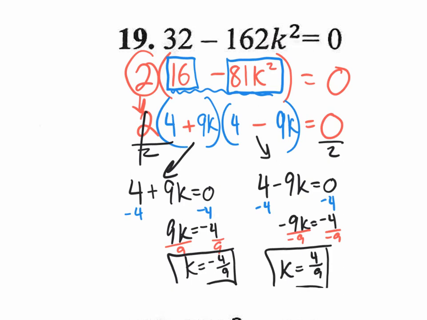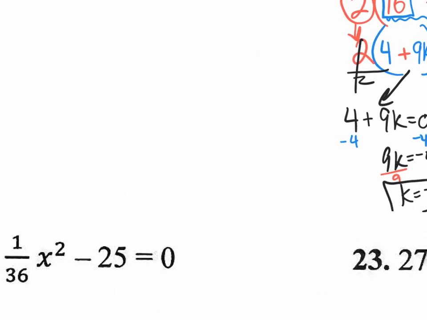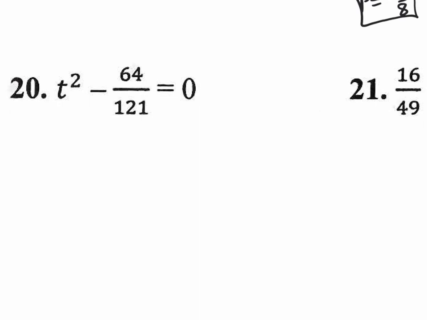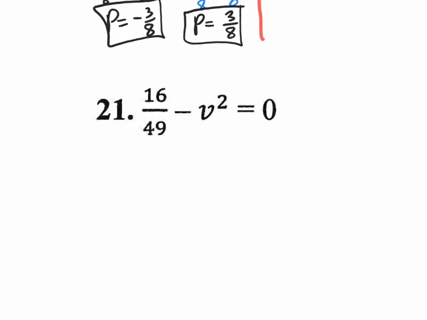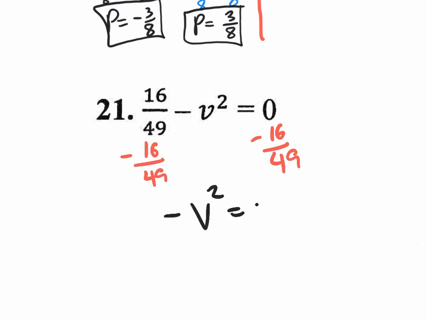Let me tell you this, I think we're going to stop right there. These are pretty easy as well. Like number 21 is pretty easy. Let me show you how you should do it. You should subtract 16 over 49. And then you'll have a new equation, negative v squared equals negative 16 over 49. But then again, you don't want that minus sign, you want it to be positive. So you divide both sides by negative 1. That would change both signs. So you would have v squared equals 16 over 49.